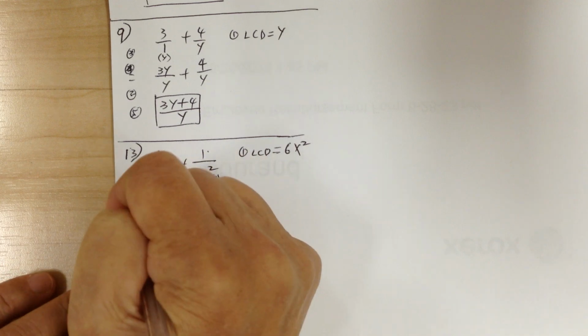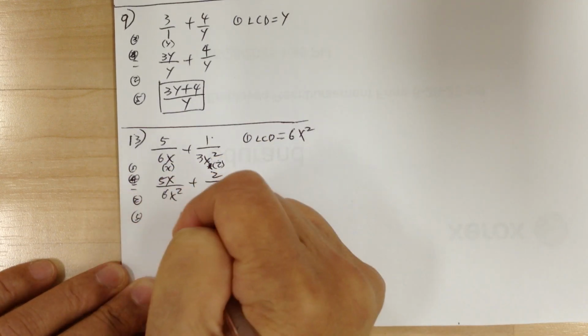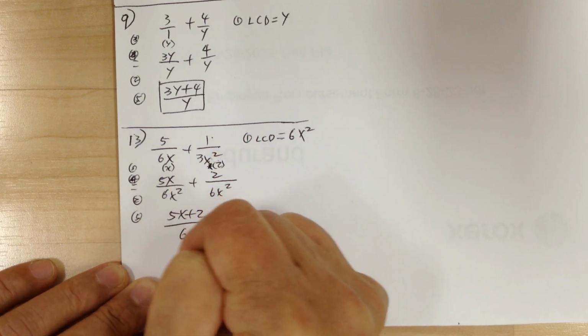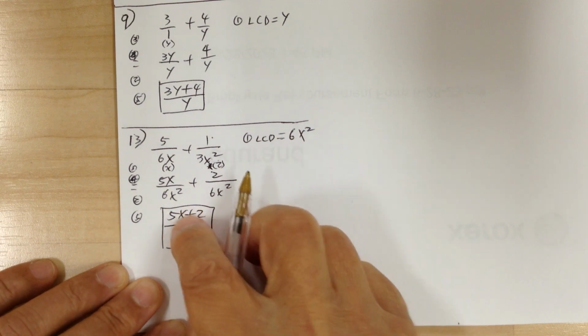And so that's your step 4. Step 4 is to get the numerator. Then step 5, you combine together. So you got 5x plus 2 over 6x squared. Okay, and that's it. Again, do not cancel out the x because these are terms. So you cannot do anything to it.